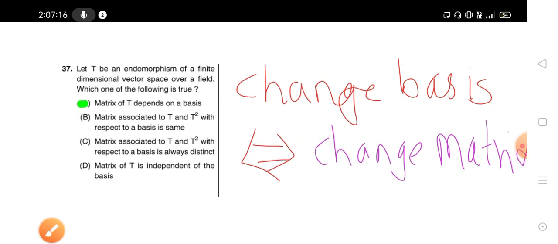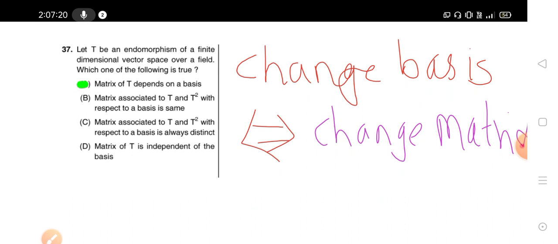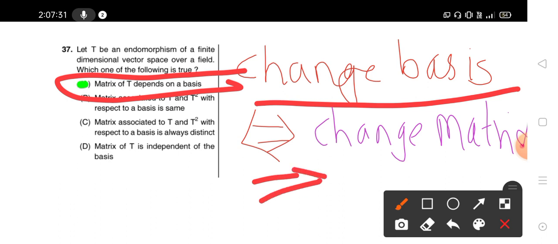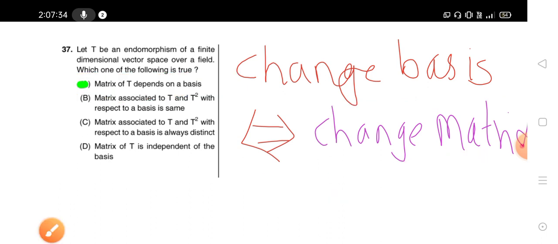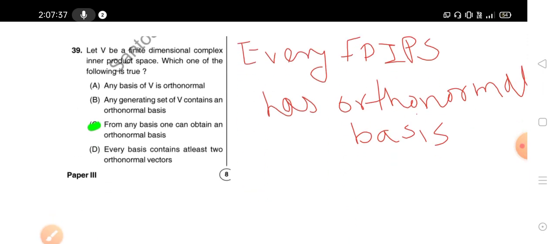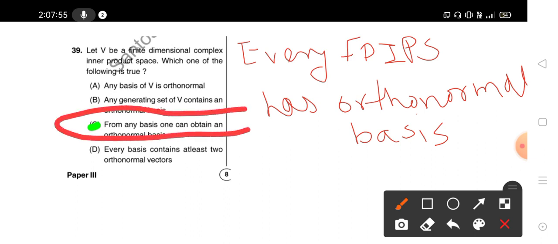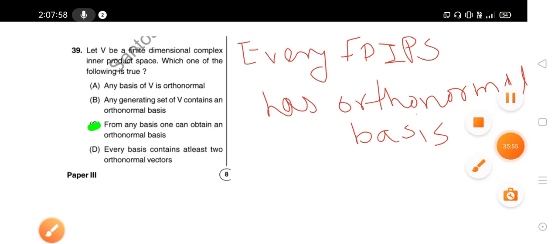Next question: let T be an endomorphism of a finite dimensional vector space over a field. Which of the following is true? Every matrix of T depends on the basis. A change of basis implies a change of matrix. This is option A, which is correct. Next question: let V be a finite dimensional inner product space. Which one of the following is true? One standard result: every finite dimensional inner product space has an orthonormal basis. That means from any basis one can obtain an orthonormal basis. Option C is correct.